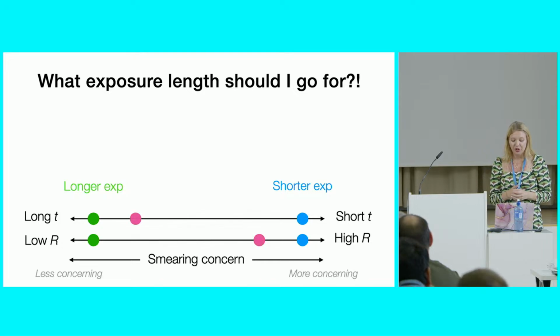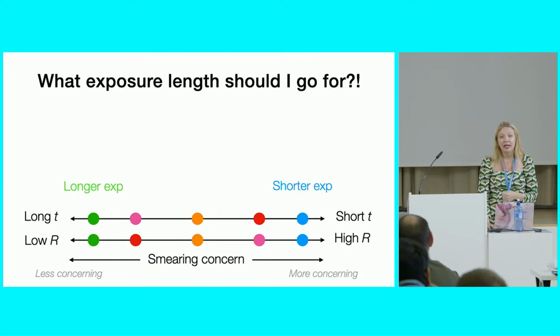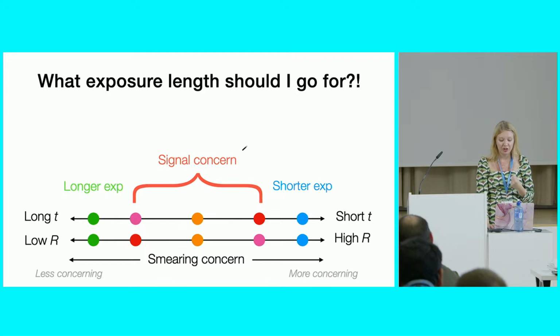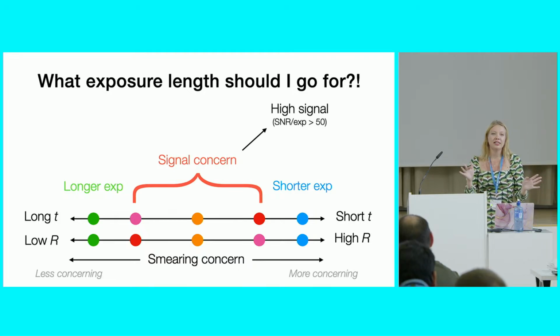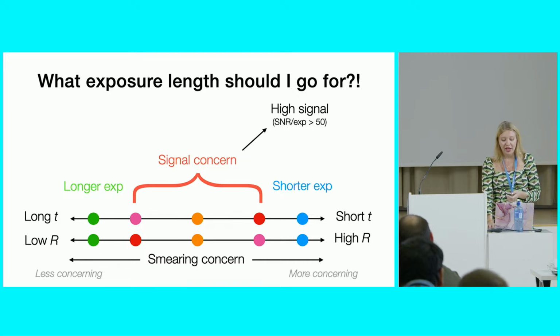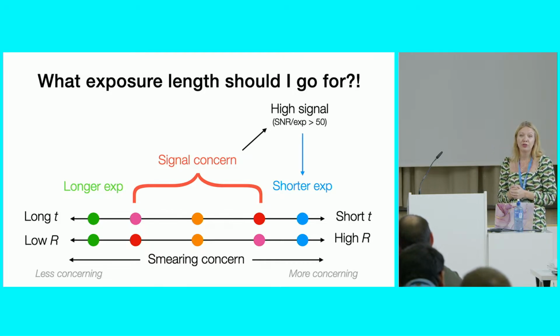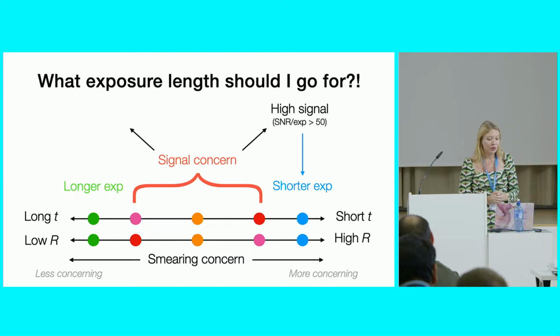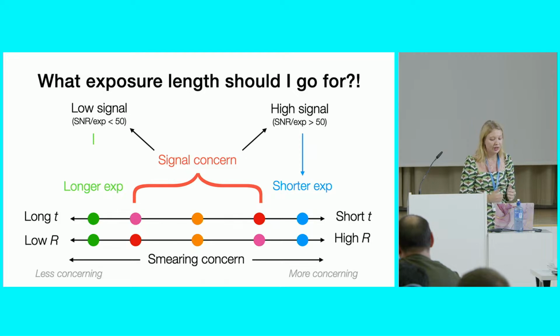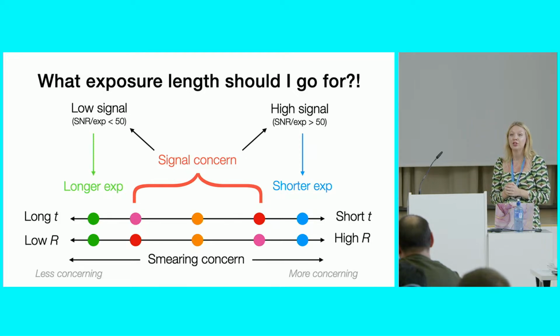If somewhere in the middle is true, or if the two are kind of balancing each other in some way, then instead you can consider your signal. Because if you have a very nice, bright target, where you know you can easily get a signal-to-noise ratio per exposure of over 50, then why not luxuriously save on your resolution and go for that shorter exposure? Whereas if your target's very faint, and you're going to need every photon that you can get, then you should probably go for that longer exposure, even if you're then risking your smearing.